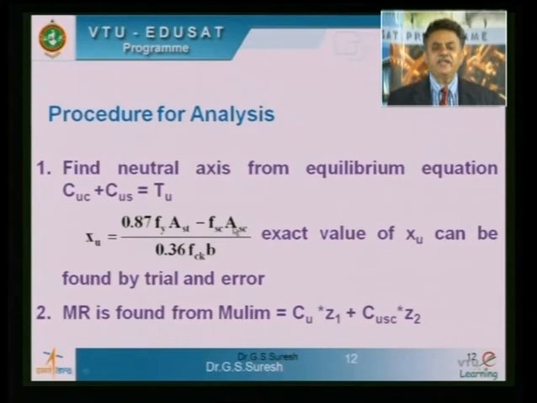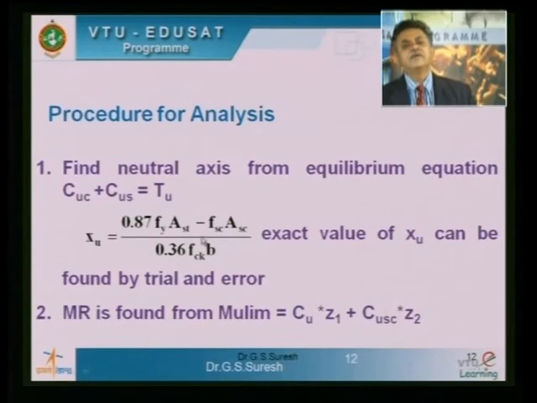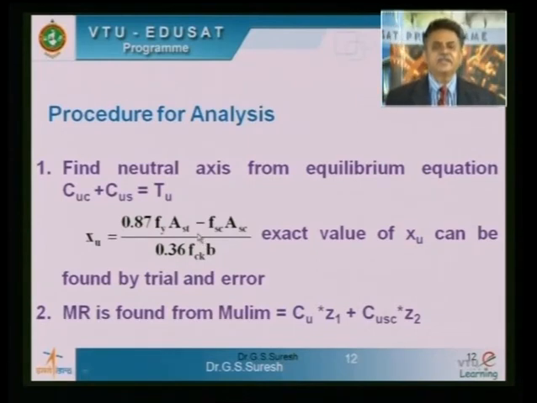0.87 fy Ast minus fsc into Asc divided by 0.36 fck into b. So how to do this? Unless I know fsc, I cannot calculate xu. To calculate fsc, I require the depth of the neutral axis. Then what I do is, I do it by trial and error. I try with a value of xu to start with, say I equate it to the limiting depth. I calculate xu from this and compare with xu max. If xu is less than xu max, now I put that xu in the equation of strain and calculate fsc. Redo this. This is called the trial and error procedure, till the two consecutive values of xu are almost the same, or say have an error of 0.1 mm or maybe 1 mm.